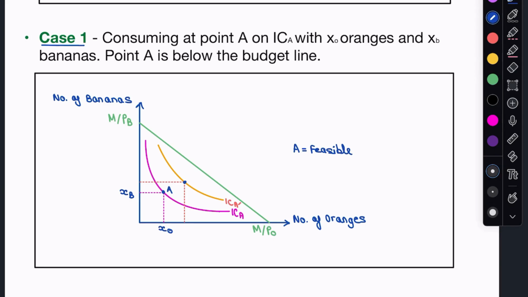Any bundle, say A dash, with XO dash number of oranges and XB dash number of bananas falls on a higher indifference curve than ICA and thus gives more utility. And this bundle is also affordable, so clearly it would be the better choice for the consumer. Now this will always be true for all the bundles that fall below the budget line. Thus we can say the optimal bundle must lie on the budget line.